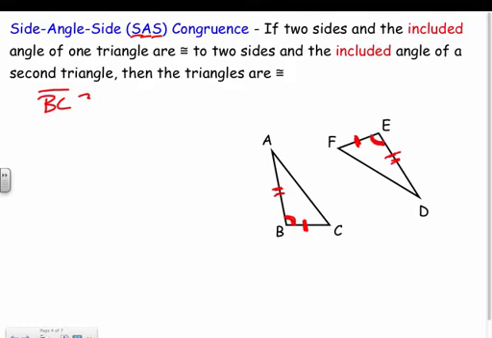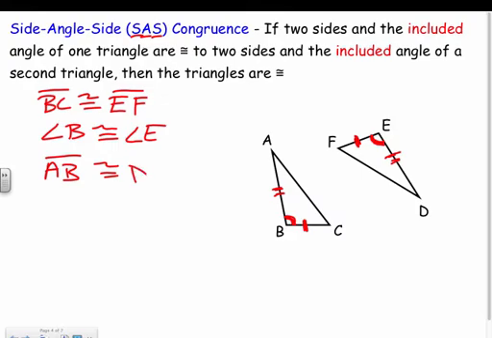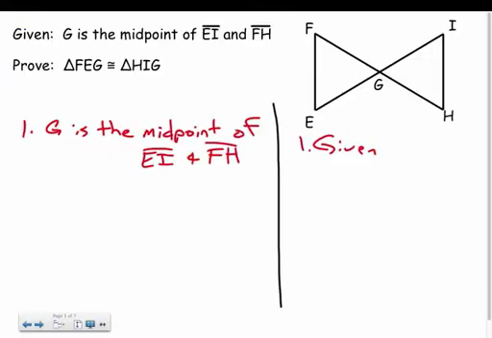So BC was congruent to EF, and then I had the angles, and then I had the other side. So it has to go in order to use that congruence. So AB congruent to DE. Side, angle, and then the side. Let's try to prove some more triangles congruent. So I can either use side, side, side, or side, angle, side now to say that triangles are congruent.